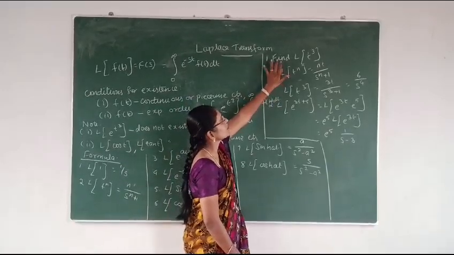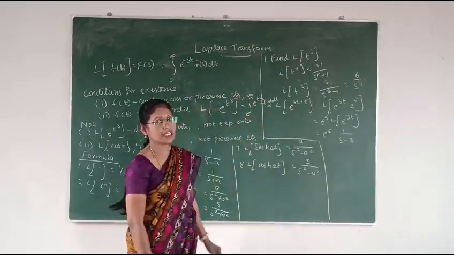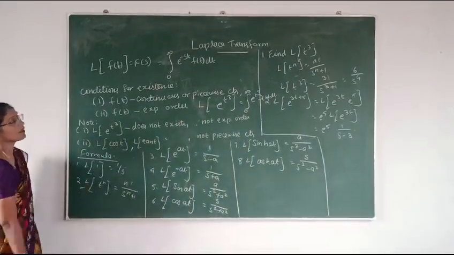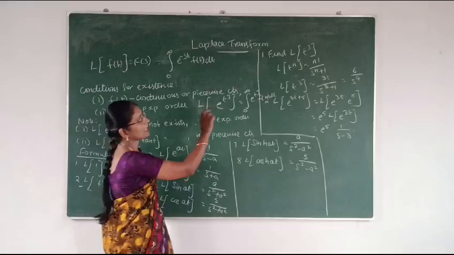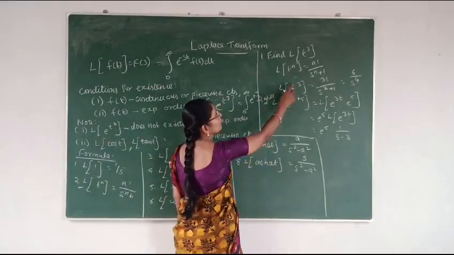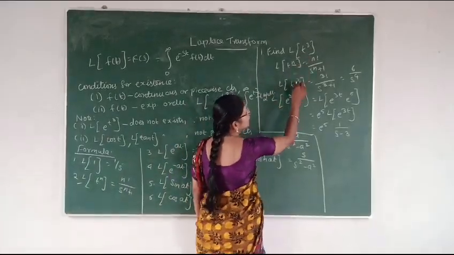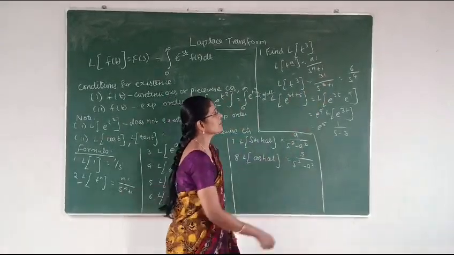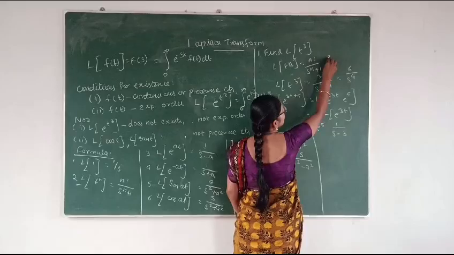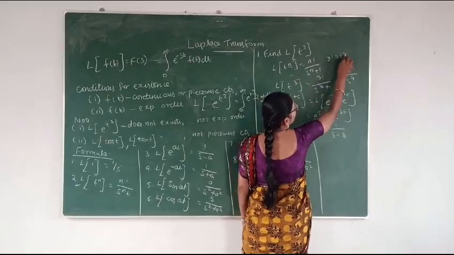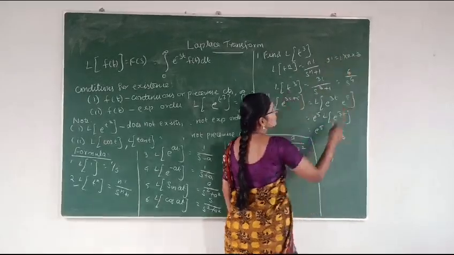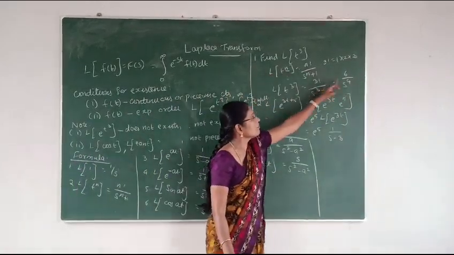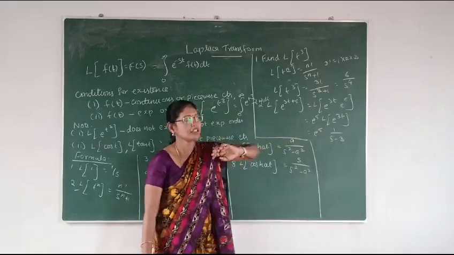The first problem is to find the Laplace transform of t cube. We know the formula for L of t power n is n factorial by s power n plus 1. In the place of n we have 3. So 3 factorial by s power 3 plus 1. 3 factorial is 1 into 2 into 3, which is 6, by s power 4. So the time function is converted to the frequency domain here.